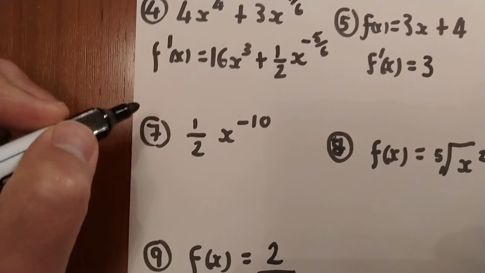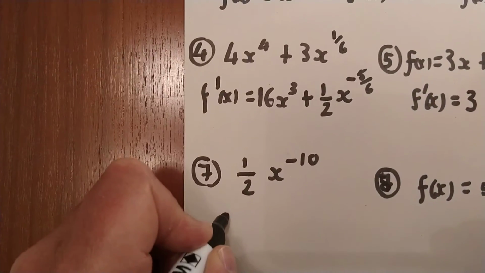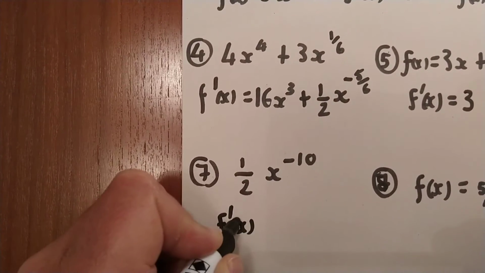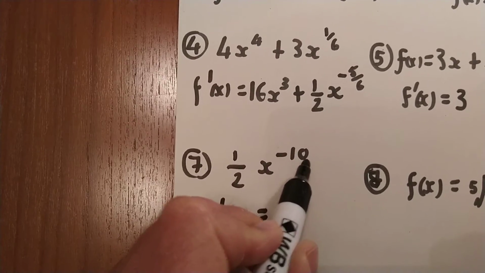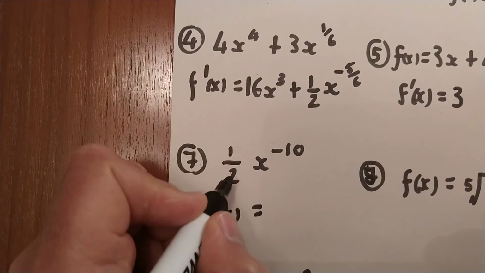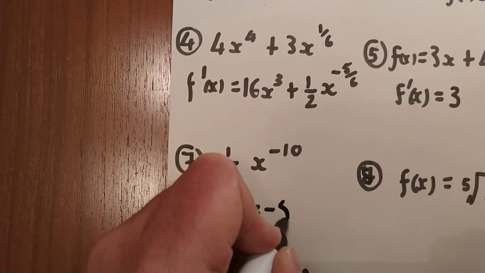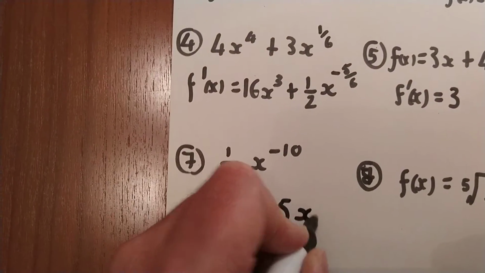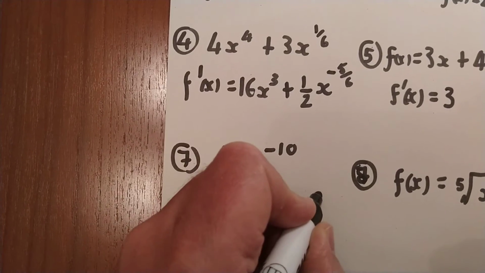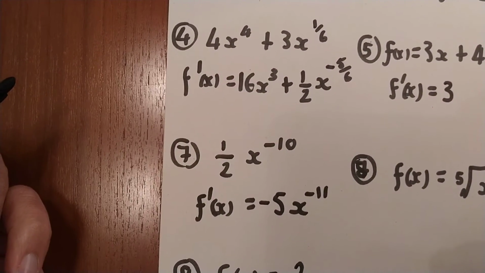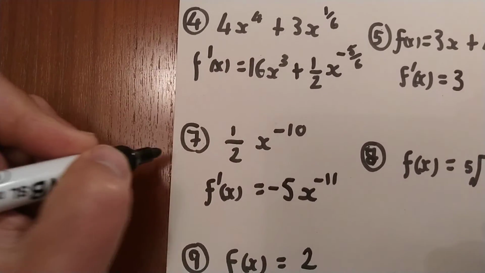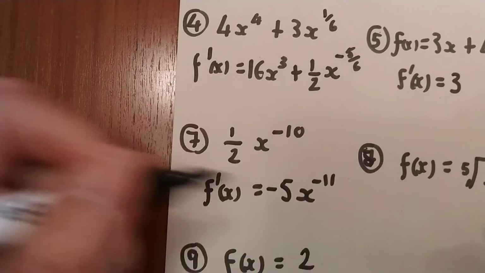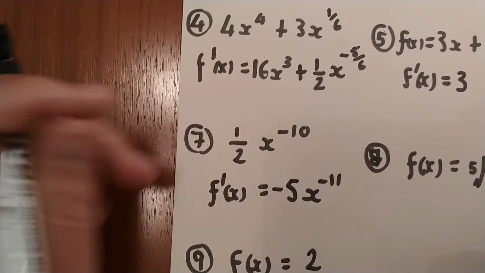My f of x is a half x to the negative 10. My f dashed x, multiply by the power, negative 10 over 1 times a half, that's negative 5. X, take 1 away from the power, negative 11. You'll notice I put this in as example 7. There is an example 6 in the notes, which we'll come back to next time.